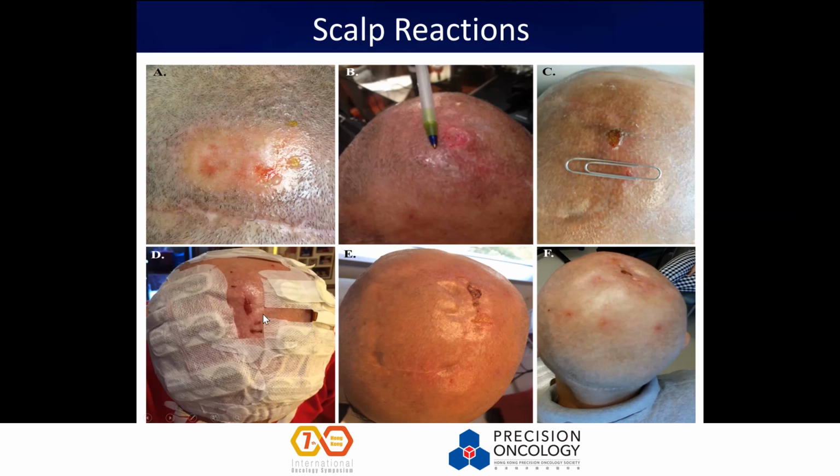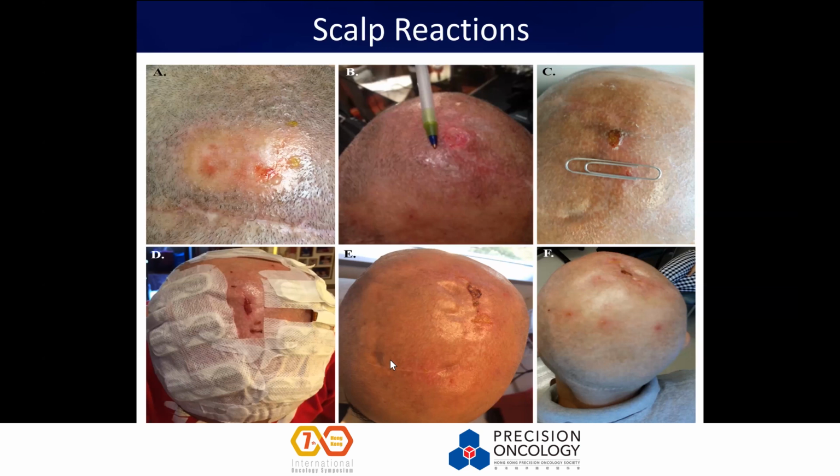And then this is another patient who has an incision that did not heal quickly. So we are still able to use the Optune, but avoid that area. Obviously we cannot follow the array map as religiously as we would like, but that's okay. It's better than nothing if they can still use it.